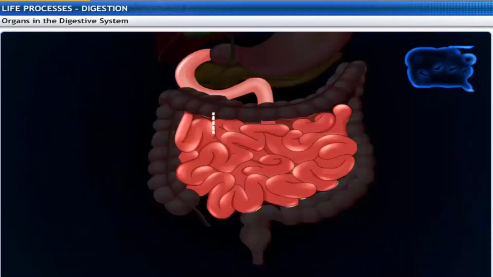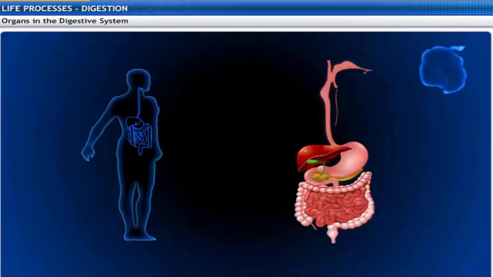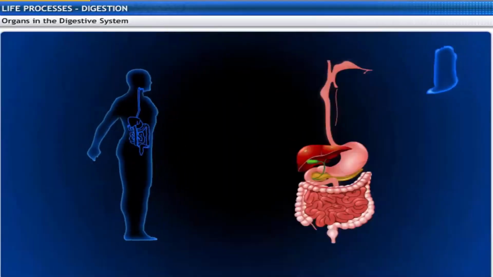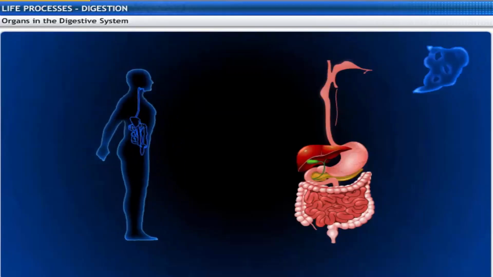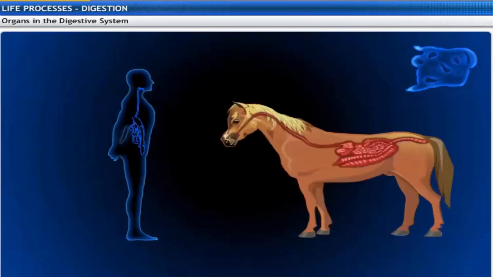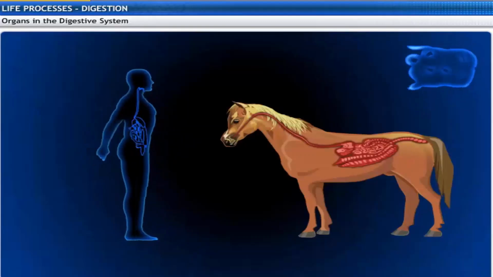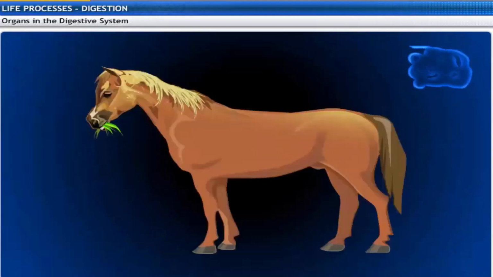The small intestine is the longest part of the alimentary canal. The length of the small intestine is much shorter in carnivores as compared to herbivores. This is because herbivores eat a plant-based, fibrous diet which takes longer to digest as compared to a meat-based diet.